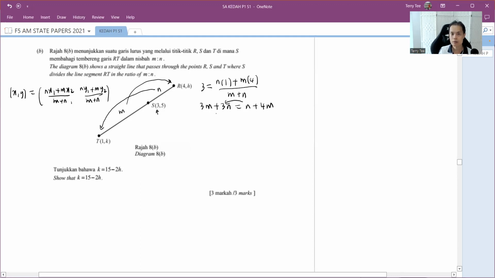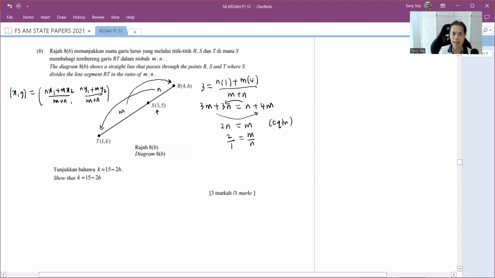Bring the n over, bring the m over. 3n minus 1n is 2n. 4m minus 3m is 1m. So I think we can find exactly what's the ratio, but we have to change from what we call the equation form, right? You divide it, you get 2/1 equals m over n.